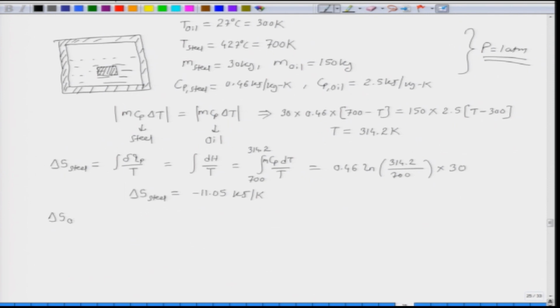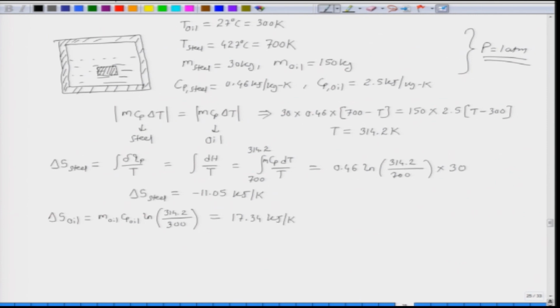Similarly, for oil we can write m oil Cp oil ln of the final temperature of oil, which is again 314.2, divided by the initial temperature, which was 300 Kelvin. For oil obviously heat is being absorbed by oil. So, there is an increase in entropy. So, obviously the entropy change is positive 17.34 kilojoule per Kelvin.